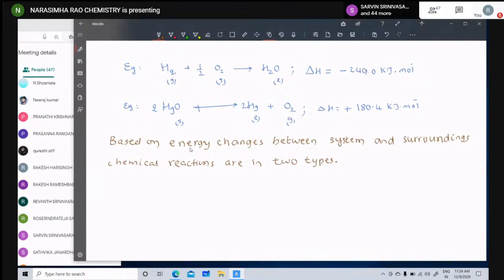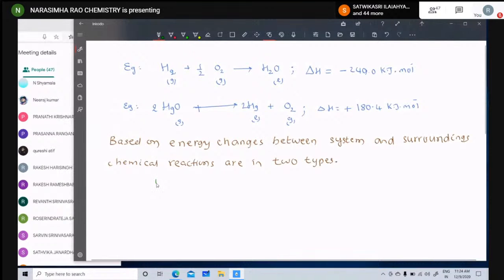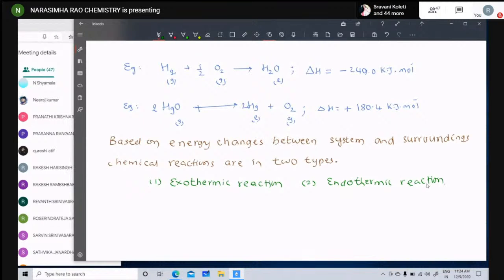Right, children. Based on energy changes between the system and surroundings, chemical reactions are in two categories or two types. One is the exothermic reaction. The second one is the endothermic reaction. What is an exothermic reaction? What is an endothermic reaction? Let me discuss it. First, let me discuss the exothermic reactions.